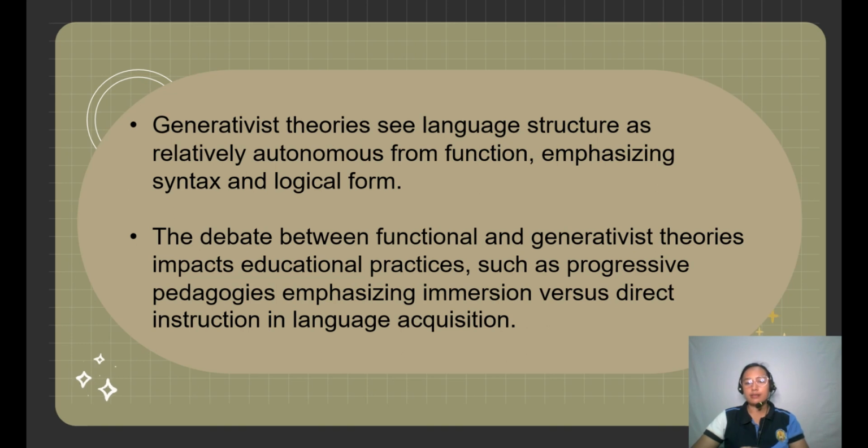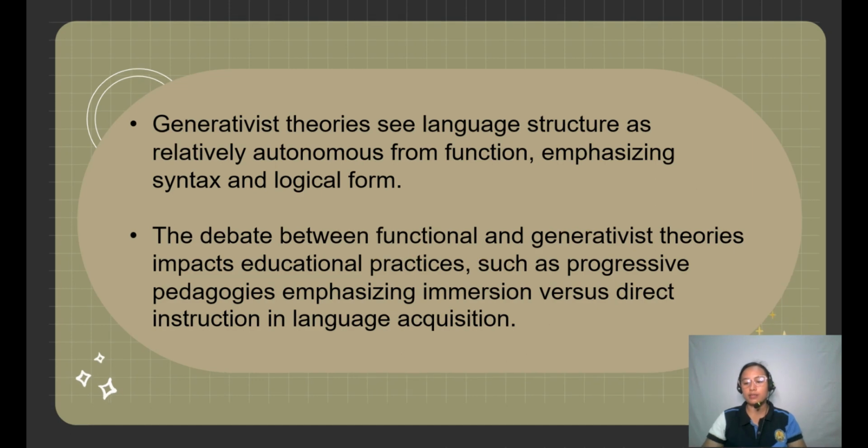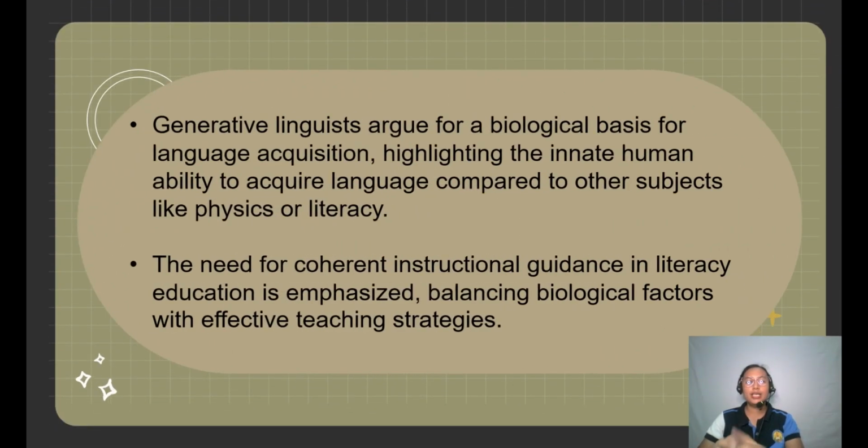So, generativist theories see language structure as relatively autonomous from function, emphasizing syntax and logical form. There is a debate between functional and generativist theories, which impacts educational practices, such as progressive pedagogies emphasizing immersion versus direct instruction in language acquisition. Generative linguists argue for a biological basis for language acquisition, highlighting the innate human ability to acquire language compared to other subjects like physics or literacy. The need for coherent instructional guidance in literacy education is emphasized, balancing biological factors with effective teaching strategies.